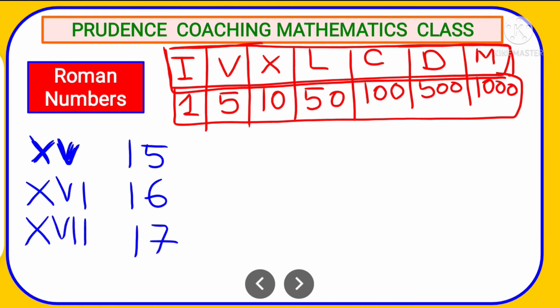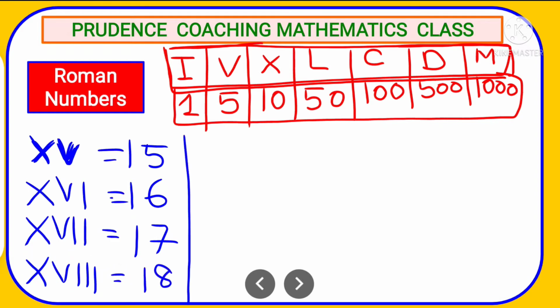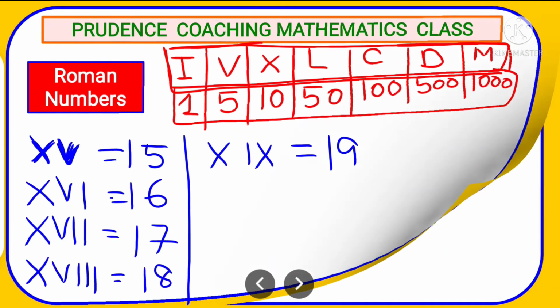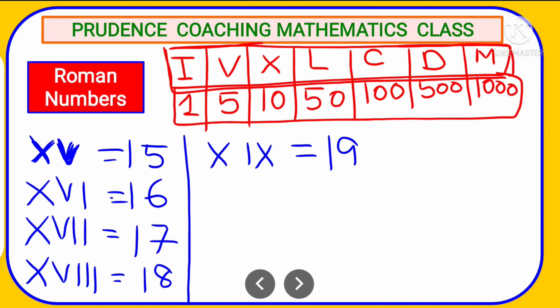So like this you are going to write 18. That is X V I I I. This is 8 here. And this one is 10. 10 plus 8 is 18 here. Now how are you going to write 19? So 10 plus 9 is 19 and we know 9 is written like this. We have learned here how to write 9. So this is 9 here. So you will write here X I X, that is 19. This one is 10 plus 9 is 19.